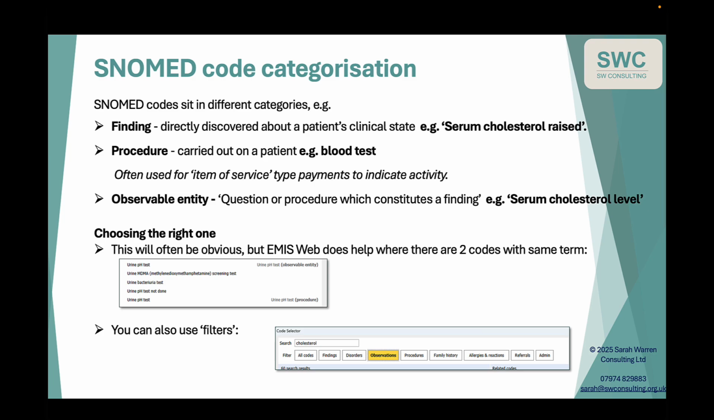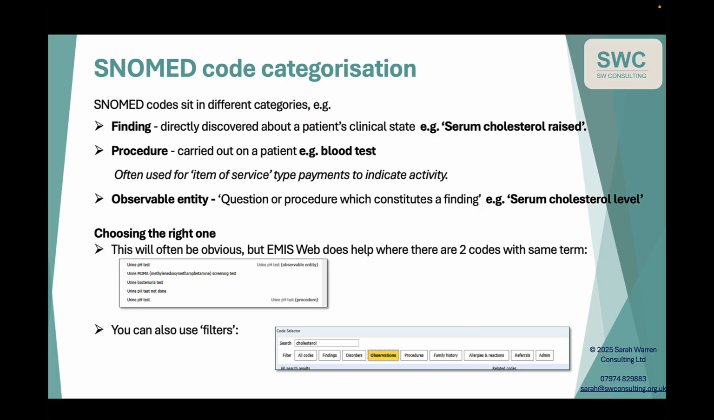So taking that slightly backwards, you might do a blood test on a patient. You might get a result as a serum cholesterol level, which is the result. And then as a result of that, you would then look at the result and go, okay, this patient has a raised serum cholesterol. So they're different. They're all codes. They all belong on the patient record, but they're different categorization. So choosing the right one will often be obvious, but there's occasions where you end up with the same term, but a different type of code.